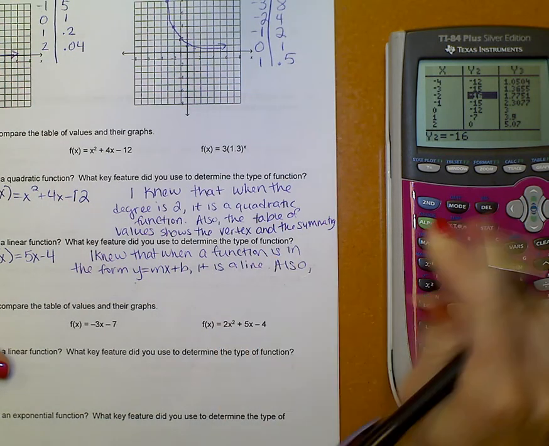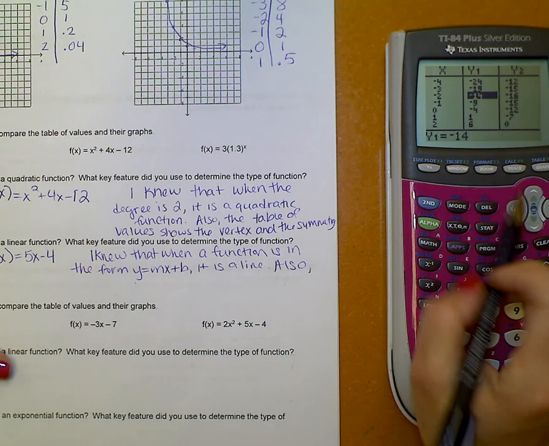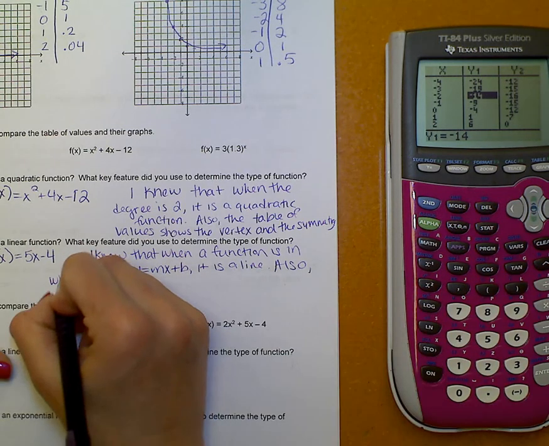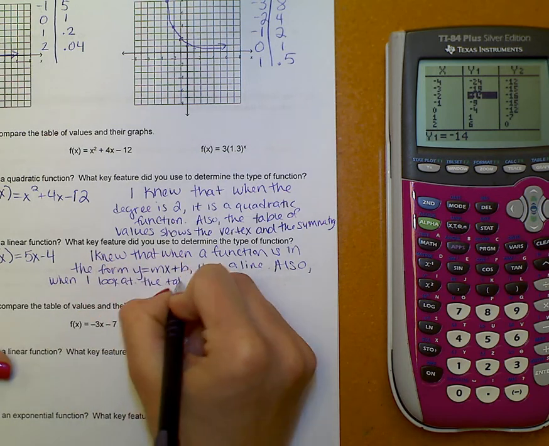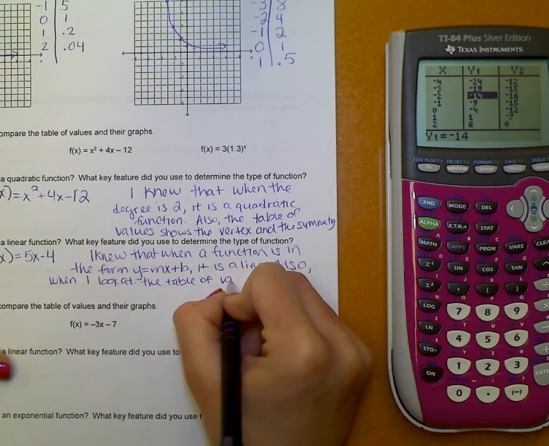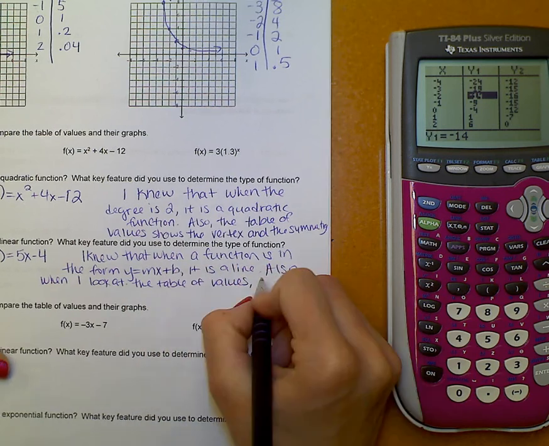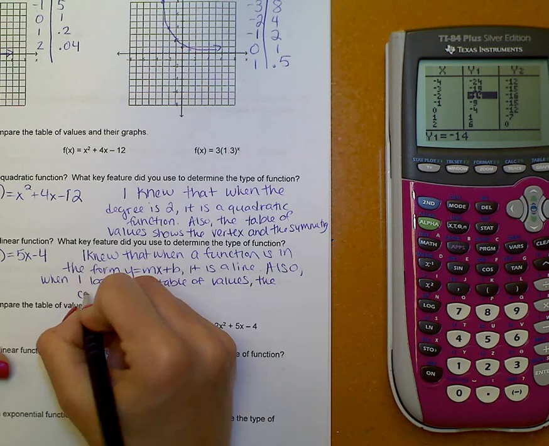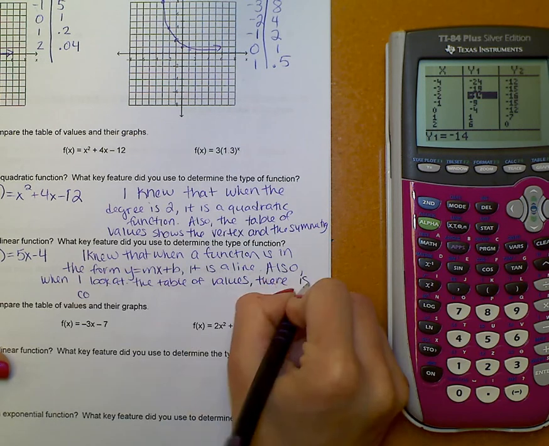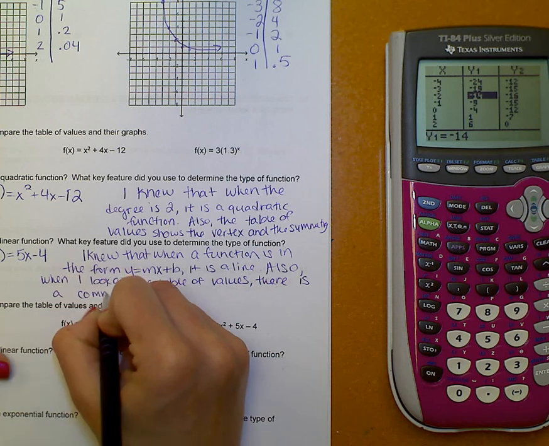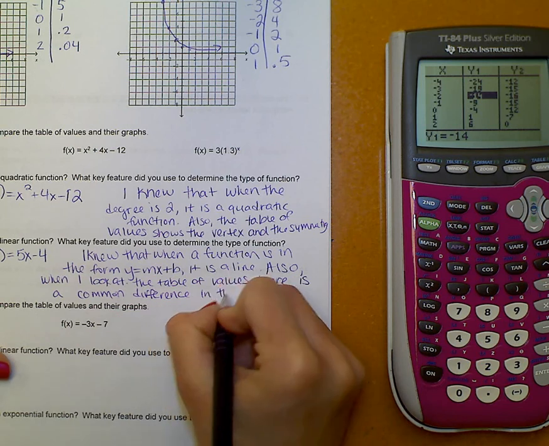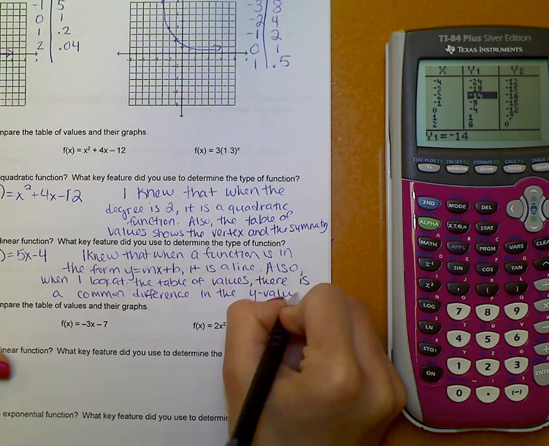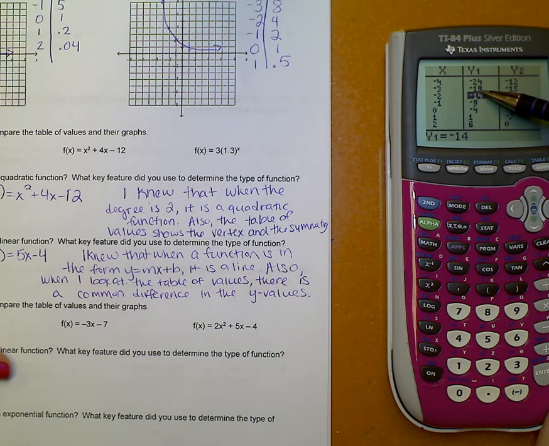Also, when we look at the table of values, we're going to say there is a common difference in the y values. Because as you can see, they're going up by 5 each time. So that means that it's linear when we look at our table.